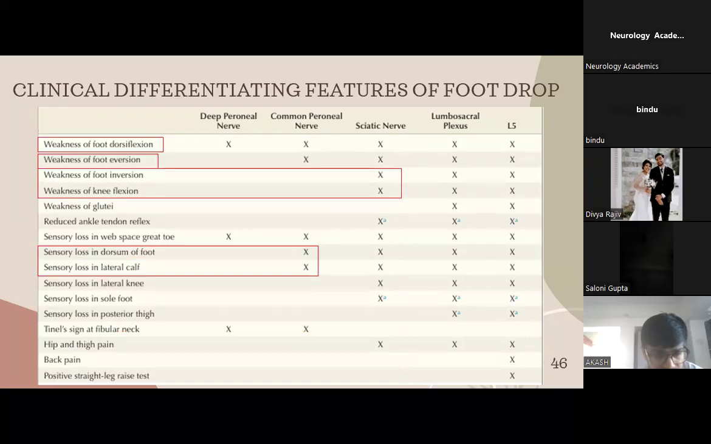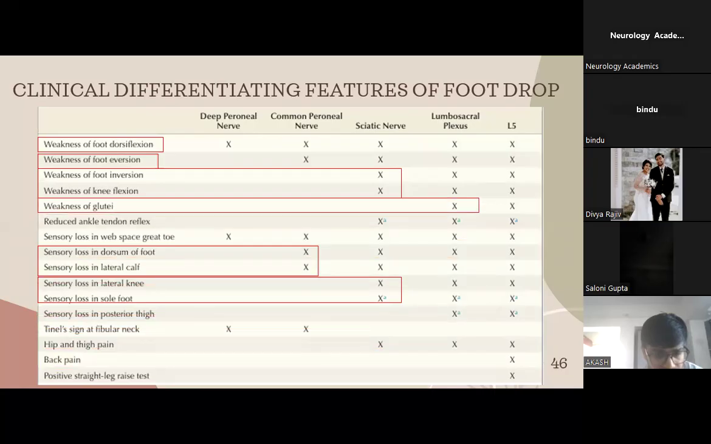And if the sciatic nerve is involved, then the patient will additionally have foot inversion weakness because of involvement of tibialis posterior, and additionally weakness of knee flexion due to hamstring involvement. And additionally, the patient will have sensory loss in the lateral knee and sensory loss in the sole of the foot because of involvement of the lateral plantar and medial plantar nerves, and also the lateral cutaneous nerve of the calf.